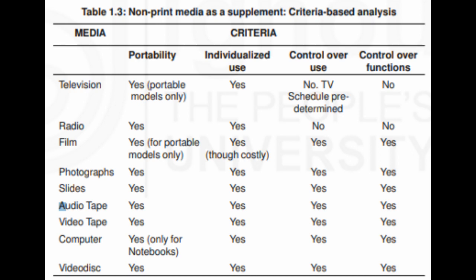These features of the non-print media as means to supplement the master medium are clearly shown in the table below. Table 1.3, Non-print media as a supplement, criteria-based analysis. Look at the screen. 3. Greater suitability to iconic and enactive modes of experience. Bruner has proposed a 3-tier classification of experience: enactive, involving activity; iconic, using pictures, graphic or 3D representations; and symbolic, based on the use of symbols.